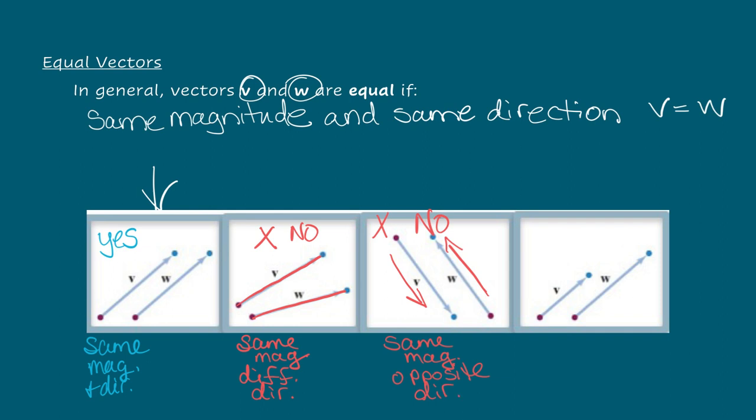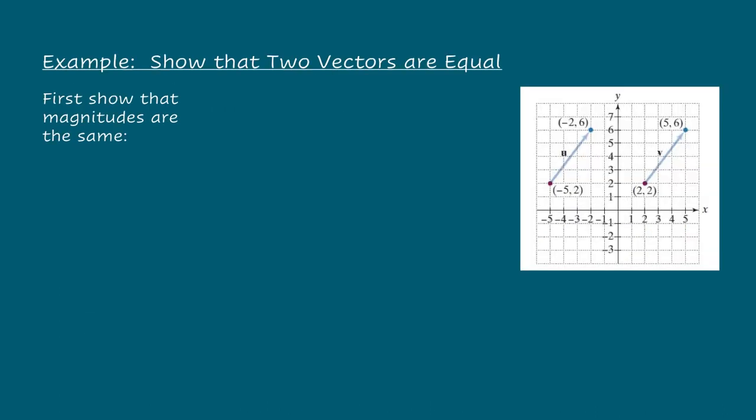And the last one, these are not equal because although they have the same direction, they have different magnitudes. So the only way we can call them equal is if they have the same magnitude and the same direction. To show that two vectors are equal, you would have to show that the magnitudes are the same using the distance formula, and that their direction is the same using the formula for slope.